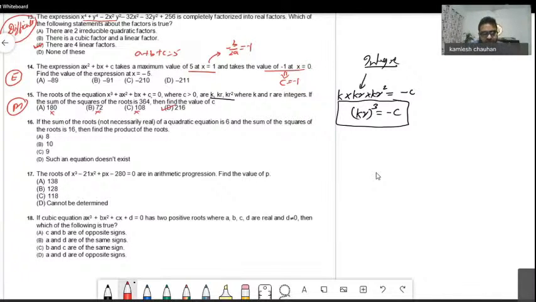Question number 16. Sum of the roots of a quadratic equation is 6. Sum of squares of roots is 16. Find the product of the root. I think this is something which you can easily solve. Sum दे रखा है, sum of squares भी दे रखा है, हम लोग को solve करना है, product निकालना है.